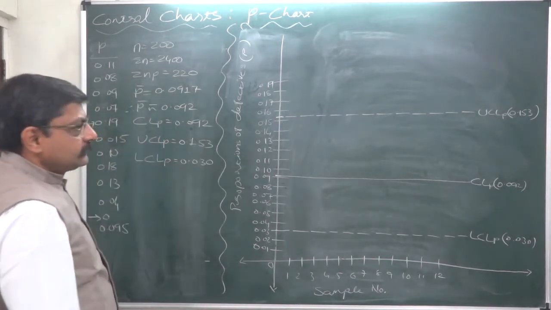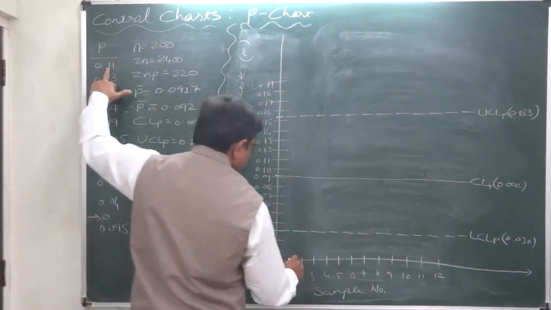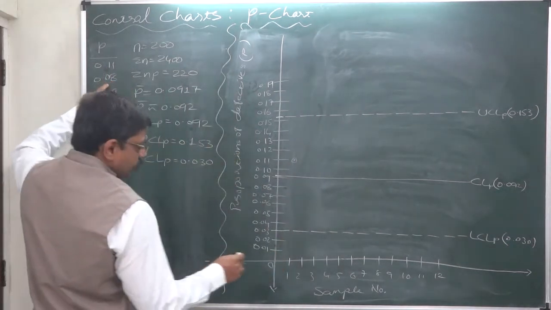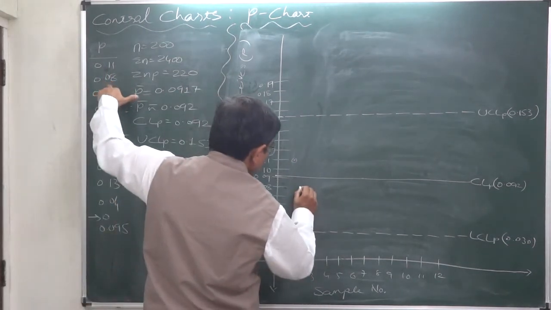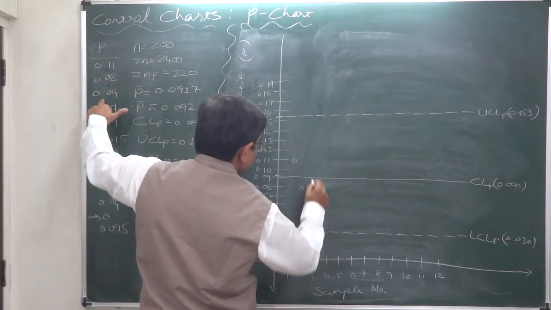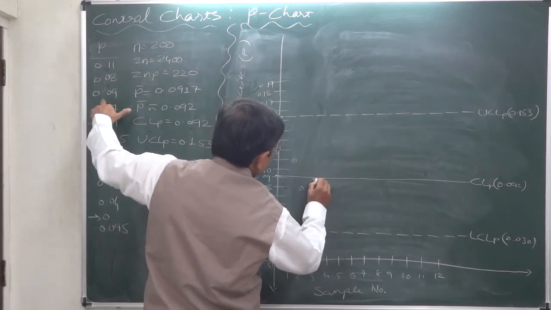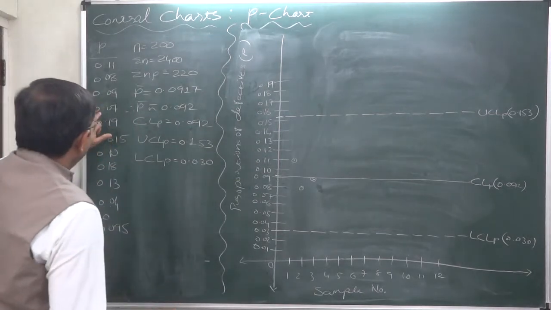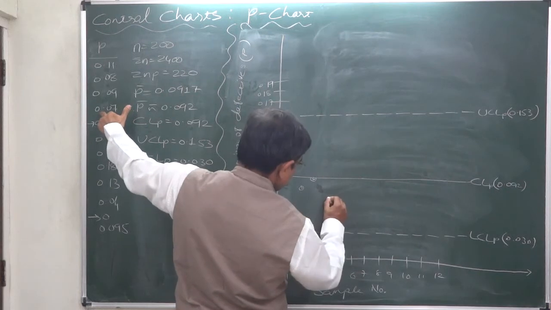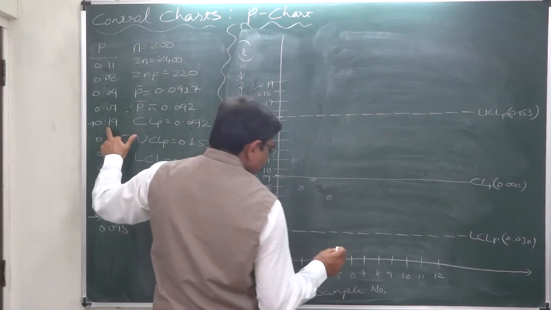Okay, now plotting. First is sample number 1, 0.11. Sample number 2, 0.08. Sample number 3, 0.09, almost below the central line. Then sample number 4, 0.07. Sample number 5, 0.19.